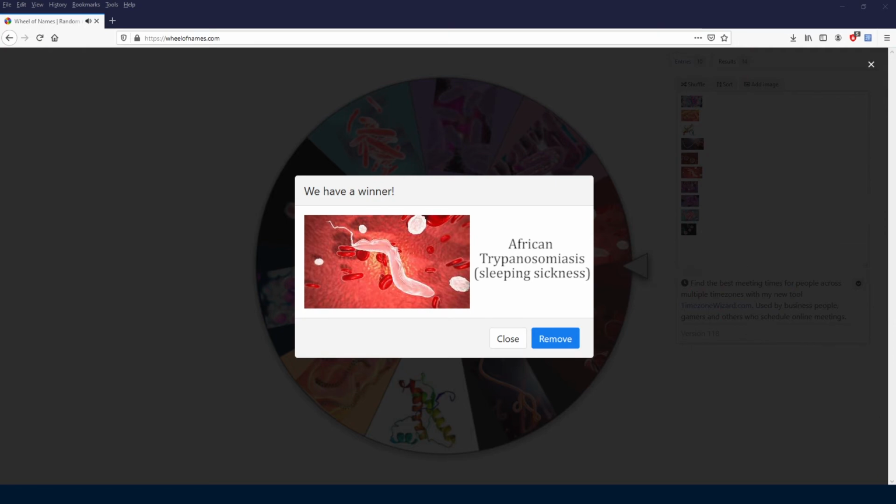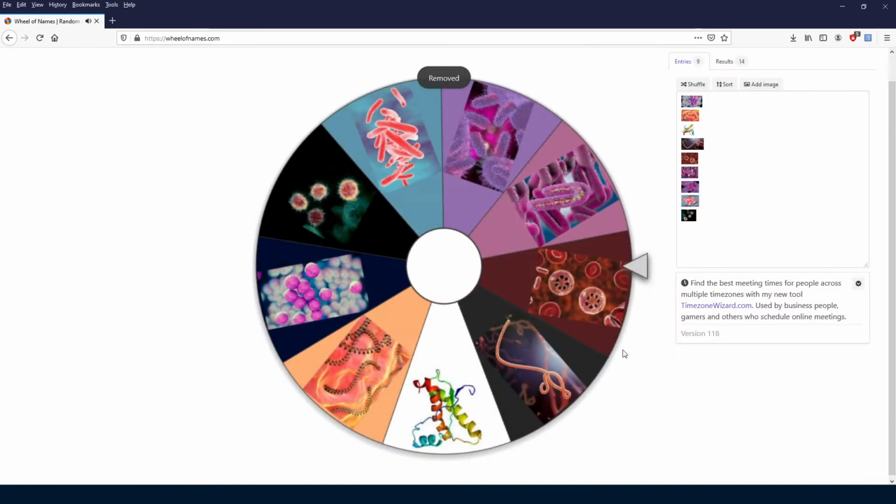It is called, let me just do that, African trypanosomiasis, something like that. Anyway, it's otherwise known as sleeping sickness, caused by a parasite. So you get this from the bites of infected tsetse flies, pass from mother to child, contaminated needles, or sexual contact. Incubation period is from 1 week all the way to 1 year.